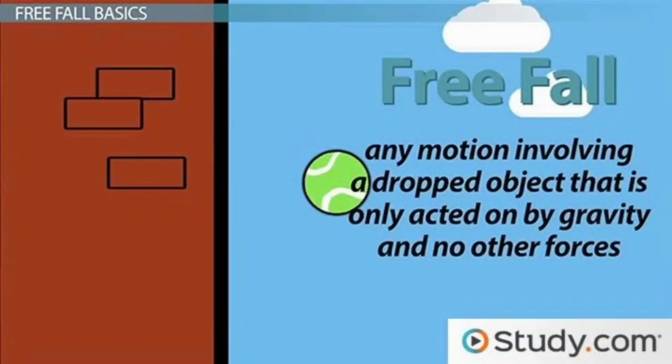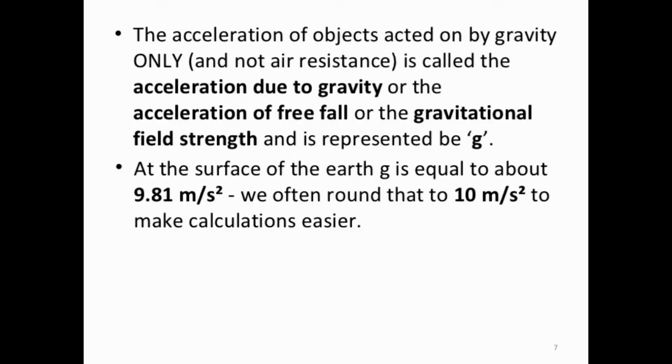Now we will study free fall, any motion involving a dropped object that is only acted on by gravity and no other force. The acceleration of an object acted on by gravity only and not air resistance is called the acceleration due to gravity, or the acceleration of free fall, or the gravitational field strength, and is represented by small g. At the surface of Earth, g is about 9.8 meters per second squared. We often round that to 10 meters per second squared to make calculation easier.